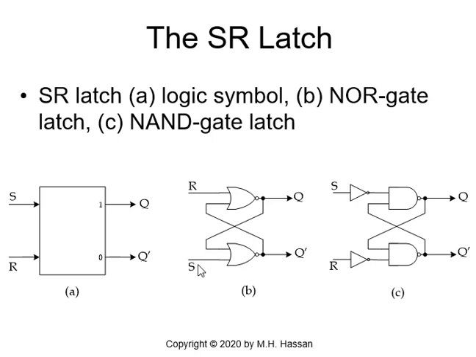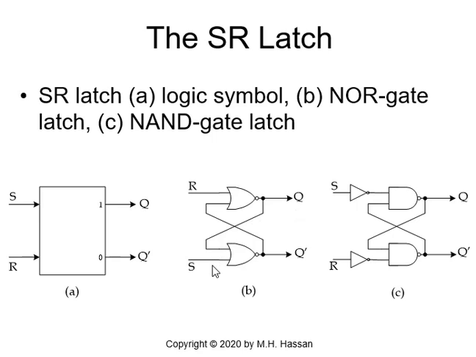We'll apply them from logic switches while Q is 0. So when Q is 0, Q prime has to be 1. And in the upper NOR gate, you will have 1 NOR 1, because this is 1. 1 NOR 1, so you will get a 0.